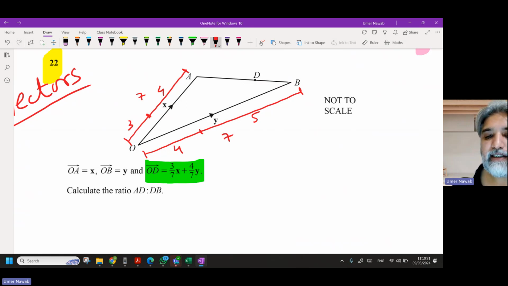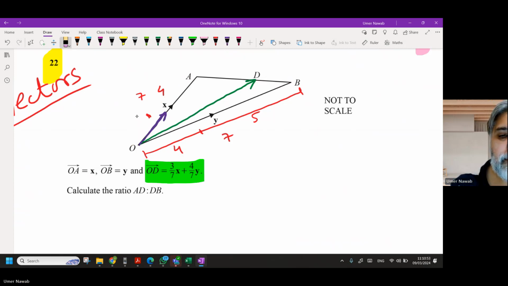You will understand, just let me explain it to you. Okay, what I want is the OD vector. How can I find the OD vector? I will go 3 over 7 along OA, and I go this way. This much I go. This is my 3 over 7 of X. Then I go in the direction of Y, how much? 4 over 7.